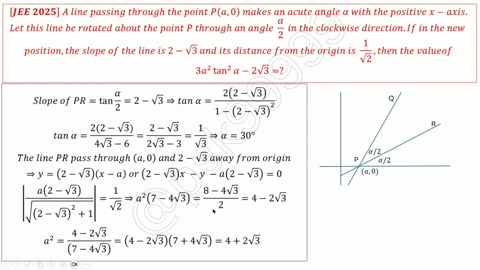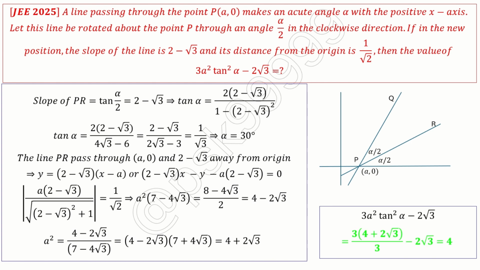So my a square is nothing but this value. The denominator's root 3 I want to remove, so I multiply with the conjugate. What I'll get is 4 plus 2 root 3. A square is 4 plus 2 root 3. So for the given expression, I have all the values. Okay, 3 a square minus 4 square alpha minus 2 root 3 is nothing but 4. This is the value.